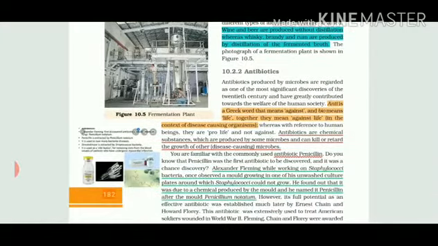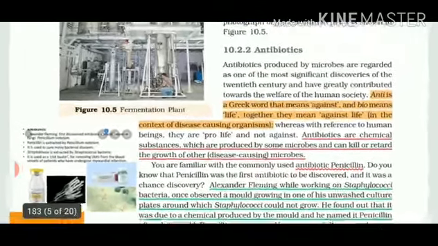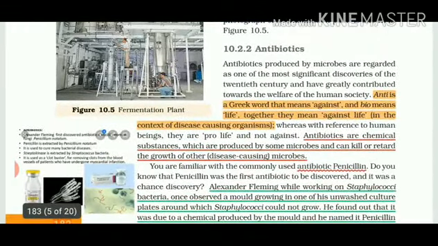Now we will come to the next topic, that is antibiotics. So anti means against, bio means life. So something which is against life. Against life means which can kill some living organism.